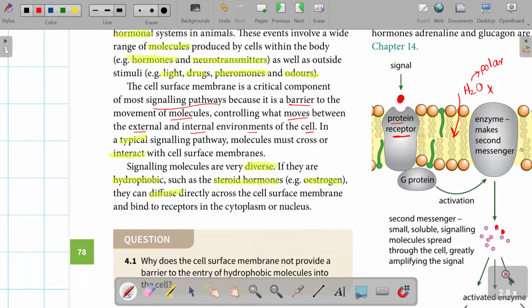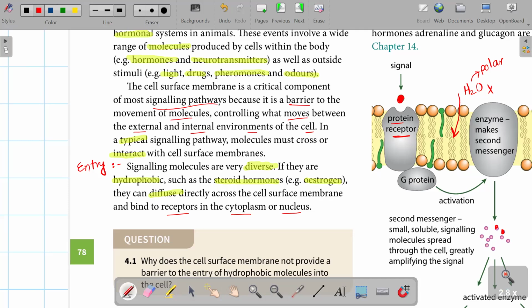The estrogen hormone is a type of steroid hormone. It can easily diffuse directly across the cell surface membrane and bind to the receptor in the cytoplasm or the nucleus. So basically, till now we have discussed the entry of the signal. This is the entry of the signal: how the signal will enter the cell.